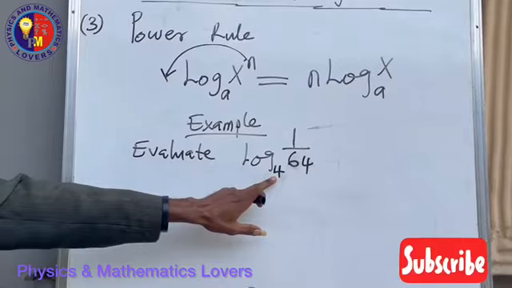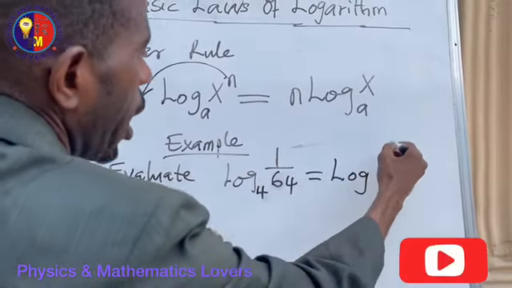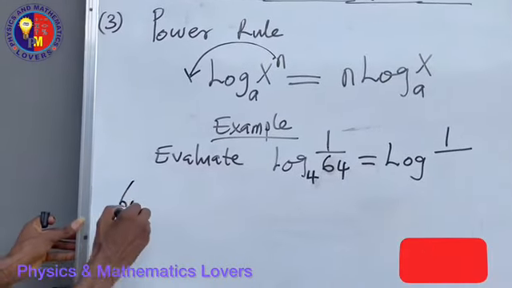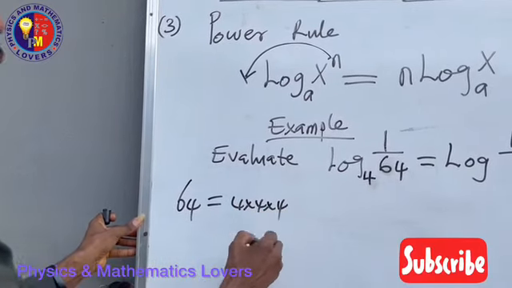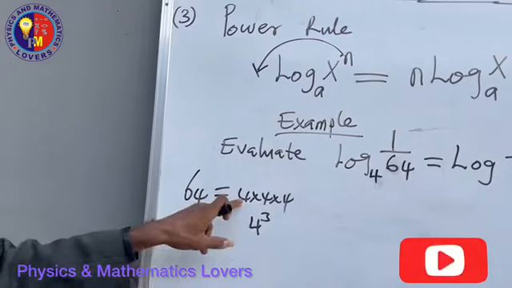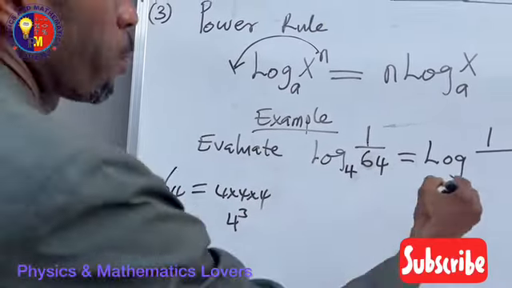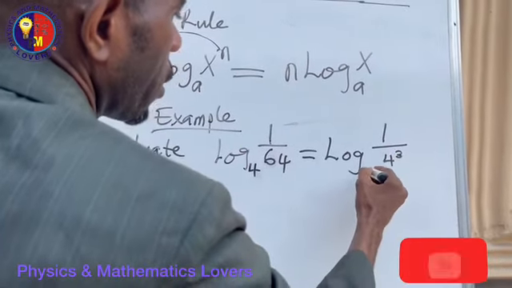4. So at the end of the day, it will become like this: log 1 all over. Do you remember that in our indices, 64 can be expressed as 4 times 4 times 4, which gives 4 raised to the power of 3? 4 times 4 is 16, 16 times 4 is 64. So I will put 4 raised to power 3, then to base 4.